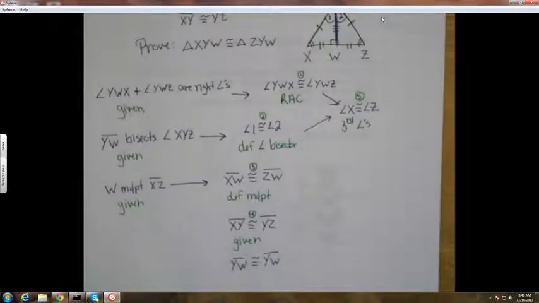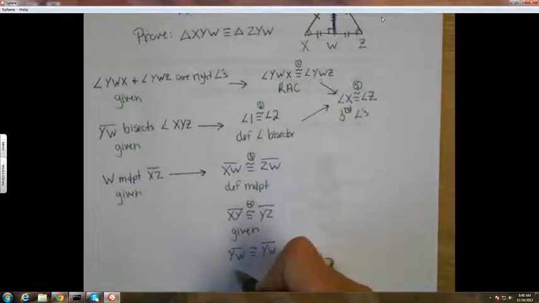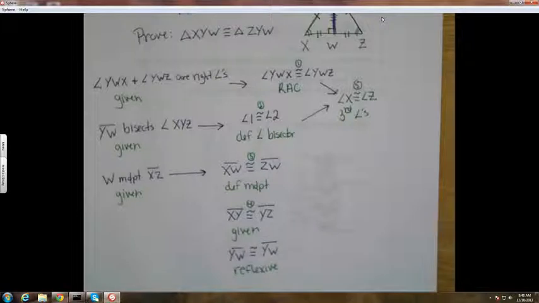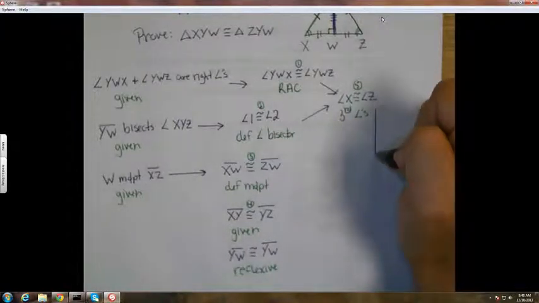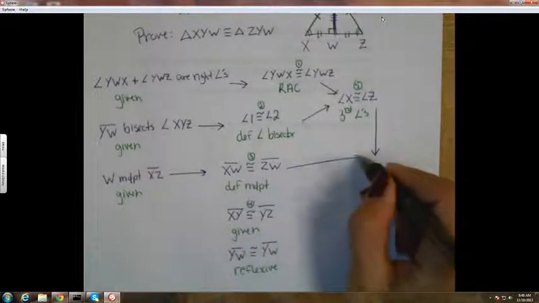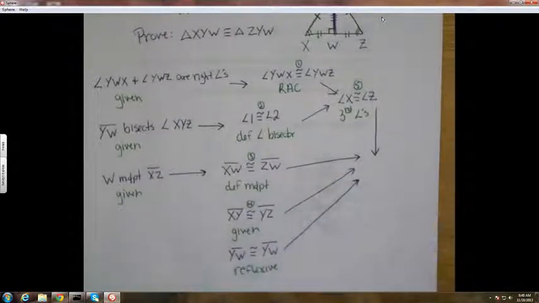Is that given or not? No, that's not given. What is that? It's called the reflexive property that says anything is congruent to itself. Reflexive. So now, if I put this one, which has 3, together with this one, and this one, put all that together, you can say the triangles are congruent.